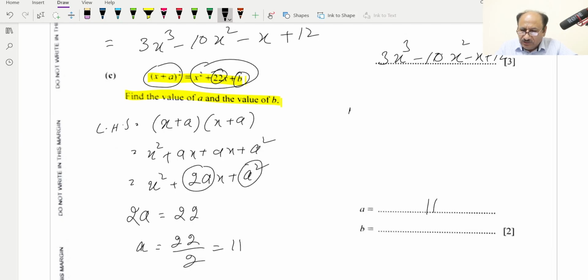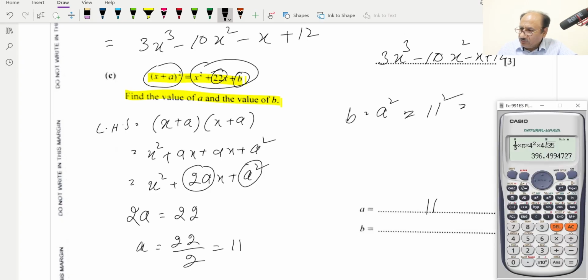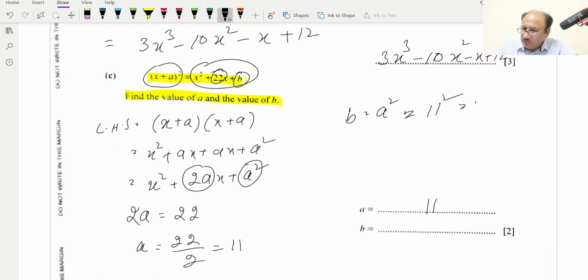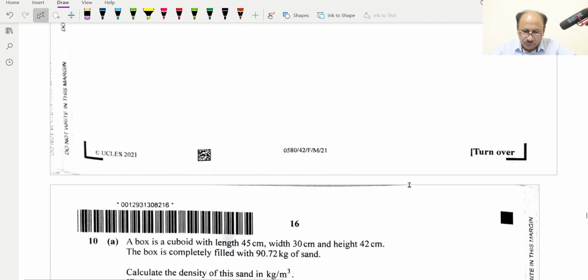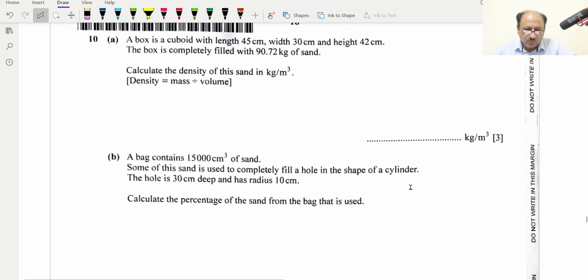So b is equal to a squared, which is equal to 11 squared. 11 squared means what? 11 squared means 121. So we can write 121. So the b value will be 121. Hopefully you understood this. Now question number 10.